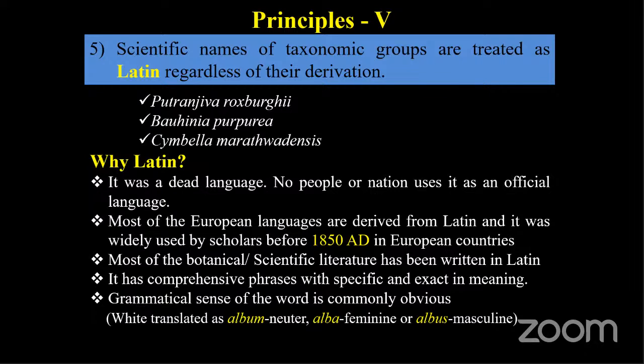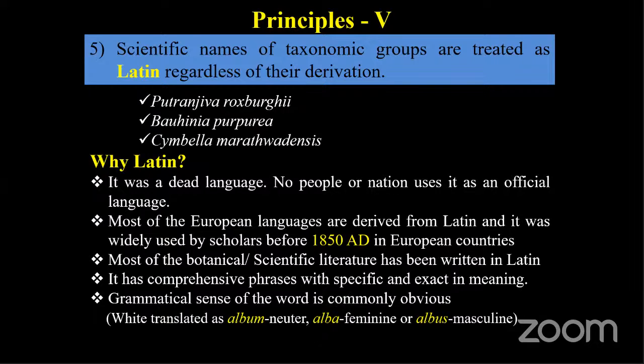Apart from that, this language is so comprehensive because it has many phrases with a specific and exact meaning, so that whatever the number of plants, if it increases and we identify more and more plants, phrases are available for naming new plants within this language. Again, the grammatical sense of the word is also commonly obvious. For example, white is translated as album as a neuter, alba as a feminine, or albus as a masculine. This means the language is somewhat elastic and may be translated very easily into different phrases, and that's why the grammatical sense of this language is very important. So because of certain reasons, Latin has been used as a scientific language, particularly for the naming of plants.